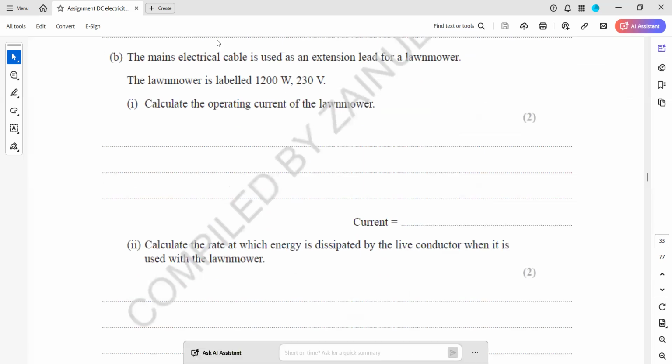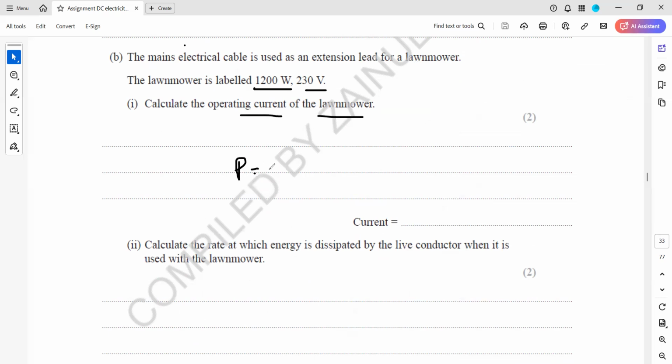The main electrical cable is used in an extension for a lawn mower. It is labeled 1200 watt and 230 volts. Calculate the operating current. At what current will it be operated? So P equals VI. We have the power and we have the voltage, so we just divide: 1200 divided by 230. That will give us the current, which is 5.2 ampere.